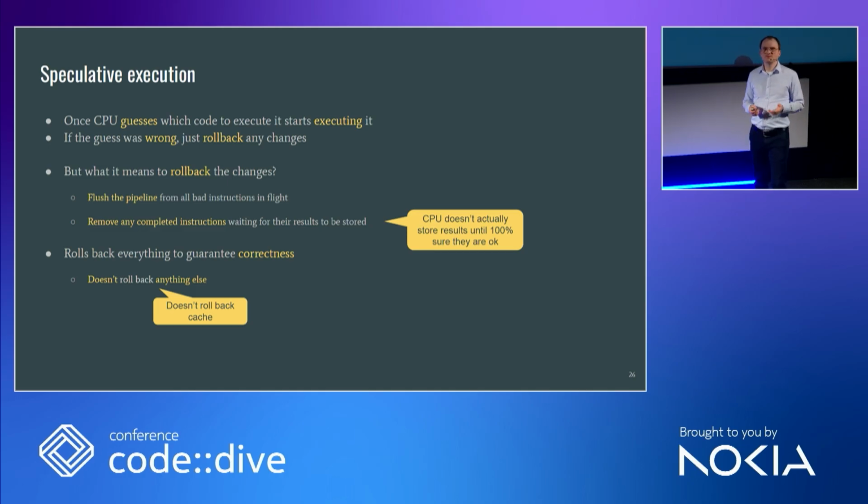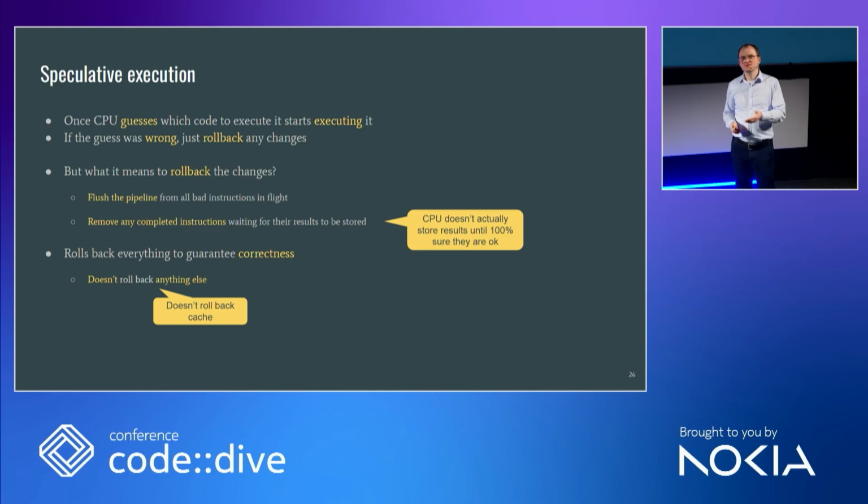Well, first of all, the CPU will flush the pipeline from all the instructions that are currently executing. And like we've seen, there may be a bunch of them. And secondly, it will remove data about all the instructions that have already completed but are waiting to be committed. Because a CPU will never commit any result unless it is 100% sure that it was executing the correct code. So the CPU rolls back everything that it guarantees will be correct. But it doesn't roll back other things that it doesn't make any guarantees about.